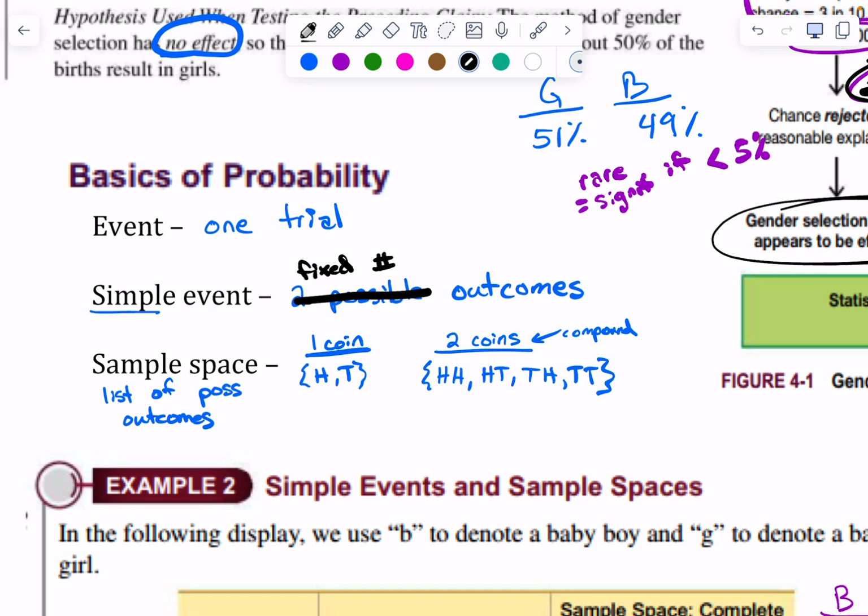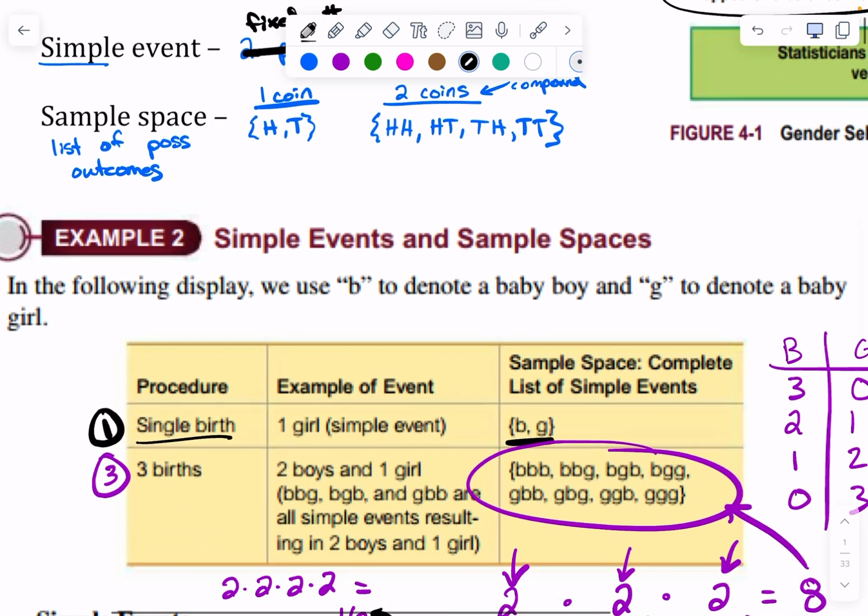Simple event versus compound, like you're doing it once, right? You're not doing it twice. You don't have two children or three children. You're only doing one child. Okay, fixed number of... I don't know. Anyway, whatever.